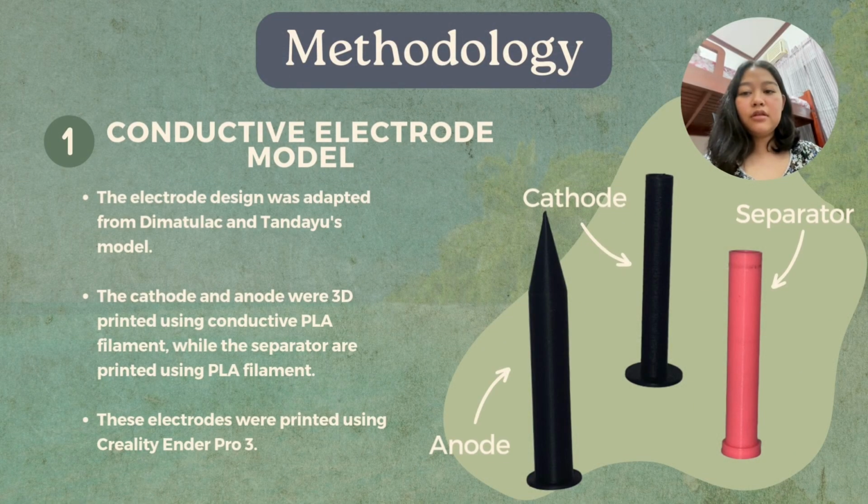Let's delve into the methodology that guides this research. We'll start by discussing the conductive electrode model. The electrode design was adapted from the Matulak and Tandayos model. The cathode and anode were 3D printed using conductive PLA filament, while the separator was printed using PLA filament. These electrodes were printed using a Creality Ender Pro 3.